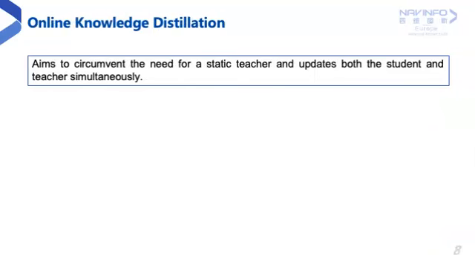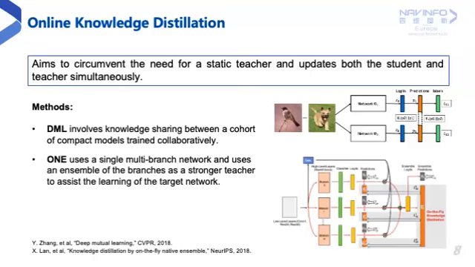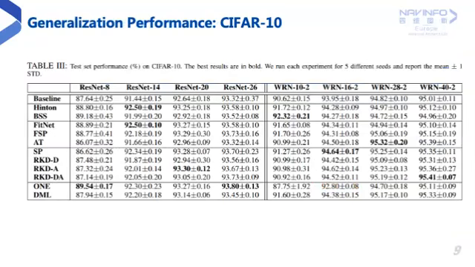Online knowledge distillation aims to circumvent the need for a static teacher and updates both the student and teacher simultaneously. DML involves knowledge sharing between a cohort of compact models trained collaboratively, whereas ONE uses a single multi-branch network and uses an ensemble of the branches as a stronger teacher. KD aims to minimize the generalization gap between the teacher and the students. Therefore, the generalization gain over the baseline is a key metric for evaluating the effectiveness of a KD method.